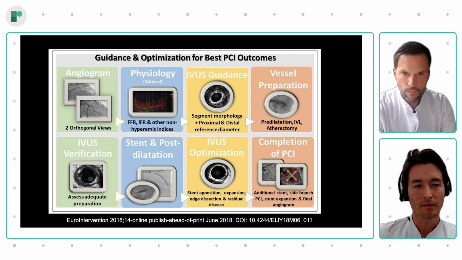In an ideal world, how could this look? You perform an angiogram in 2 orthogonal views. You perform physiology if necessary. You perform intracoronary imaging and you identify certain challenges that you're facing anatomically. You can really plan your strategy really well. You can plan the sizes of your balloons, the probable stent sizes, and also modification such as atherectomy or IVL.